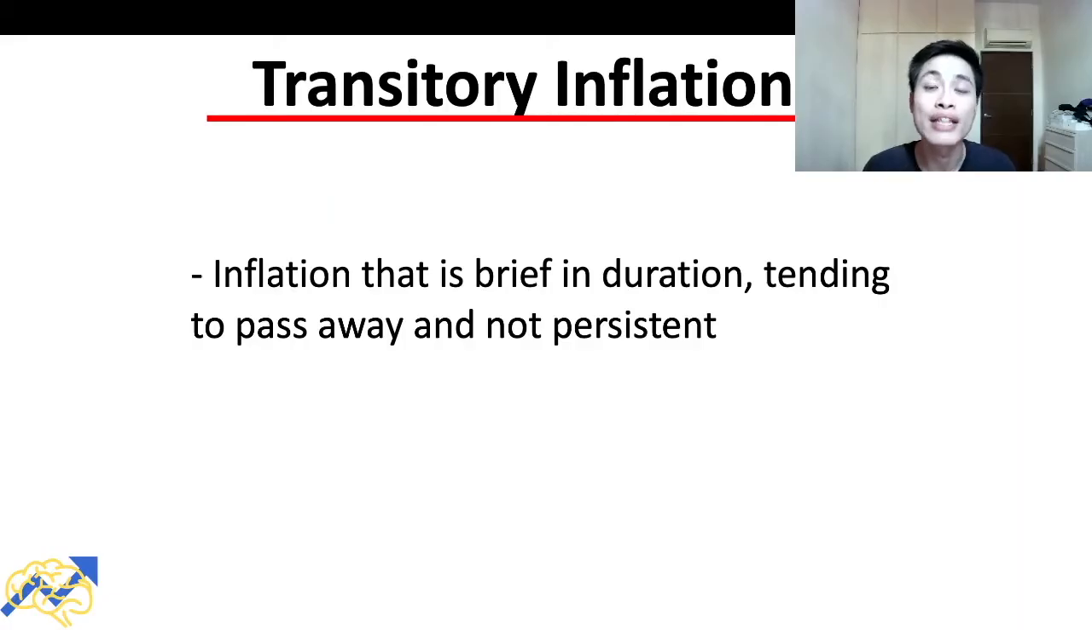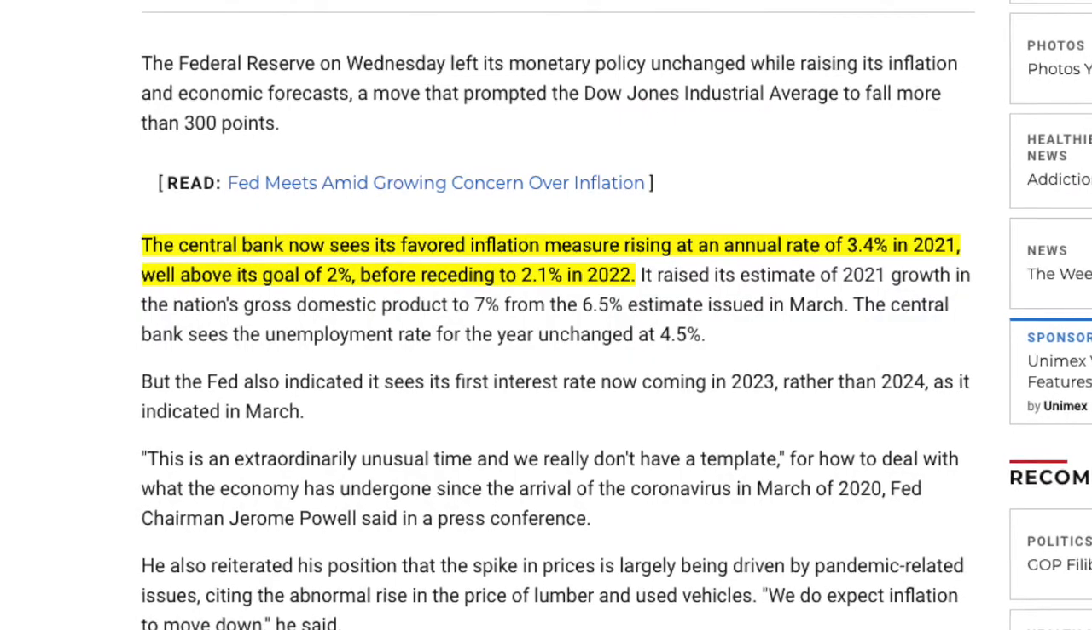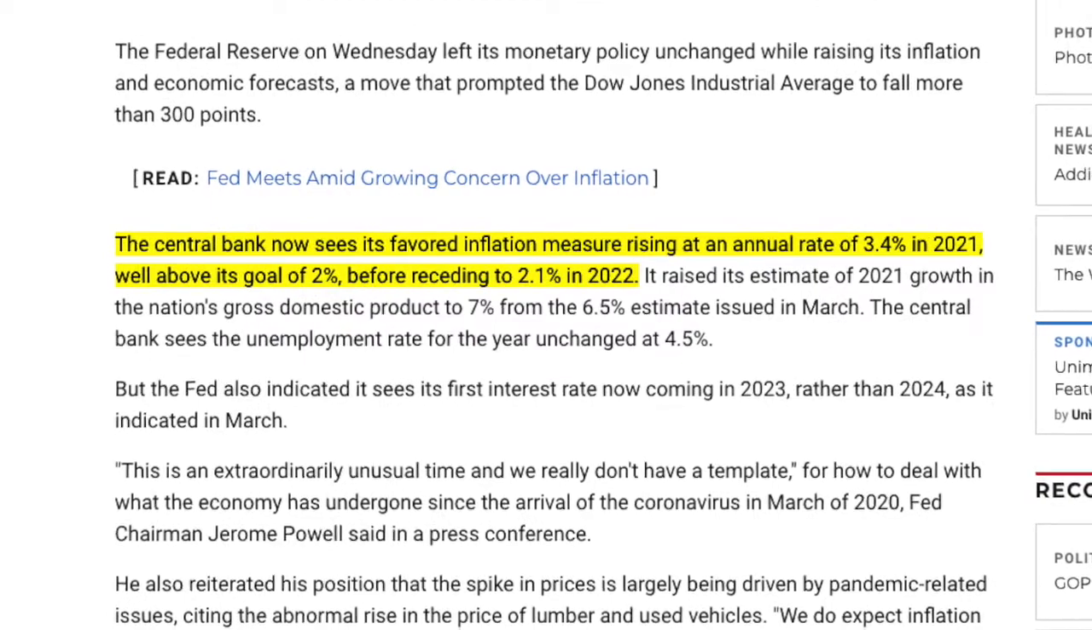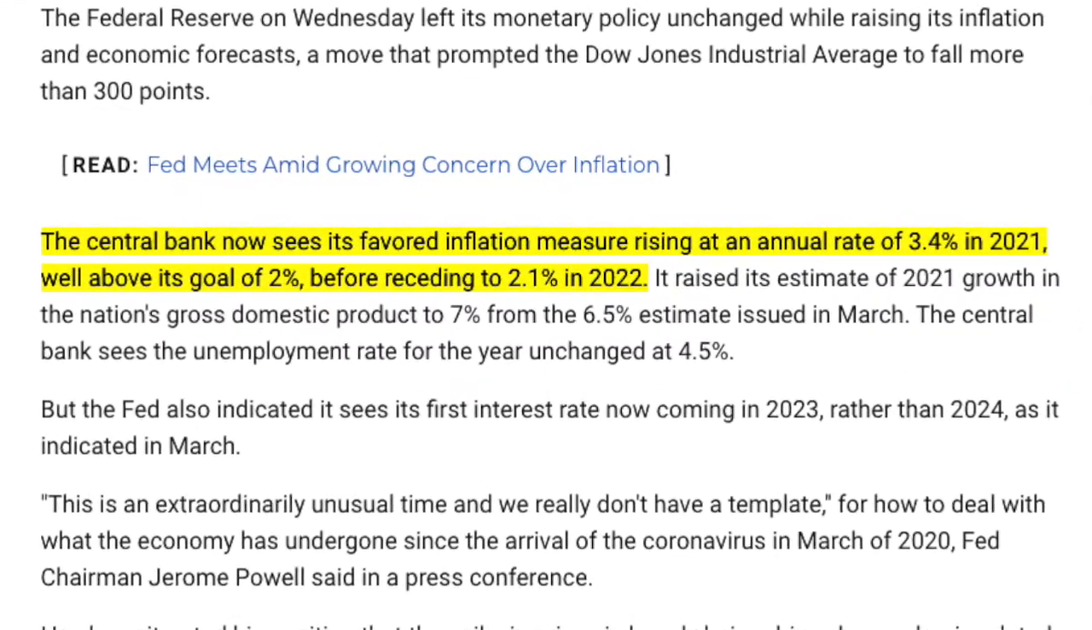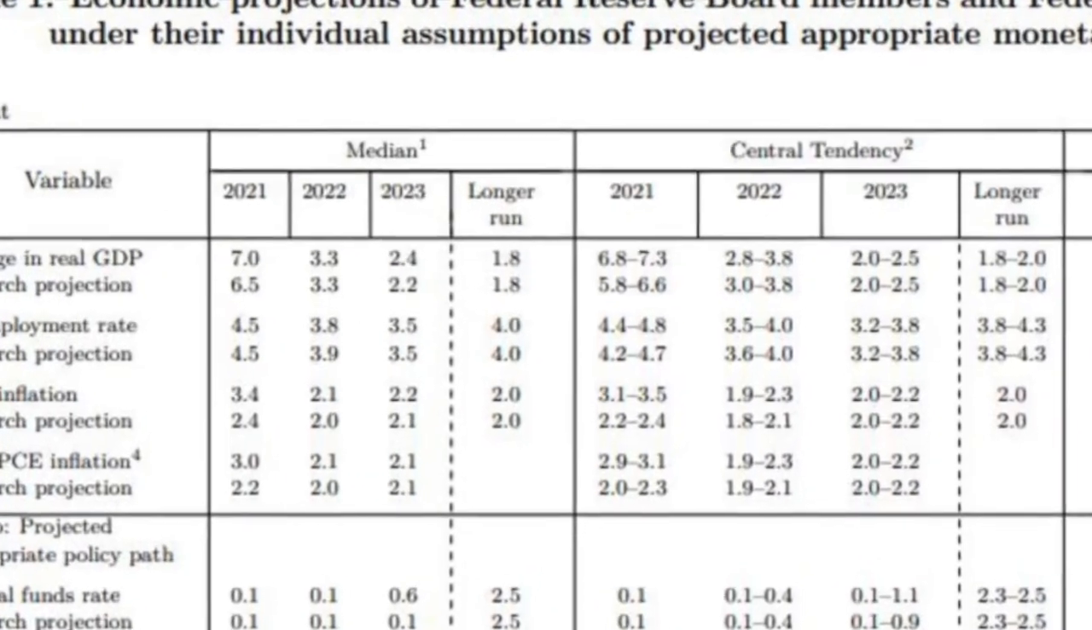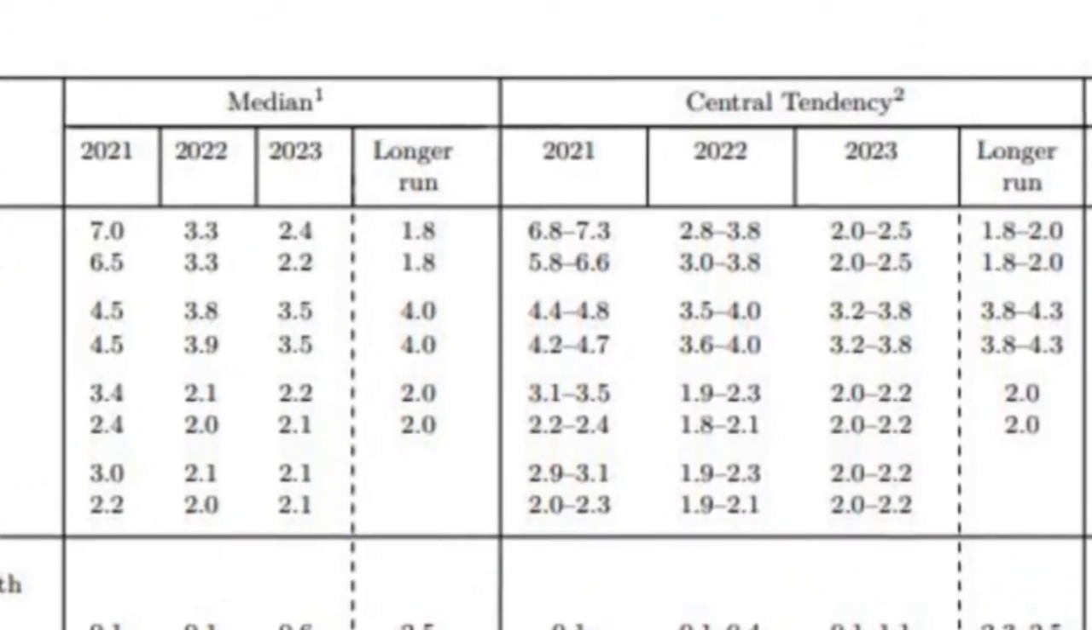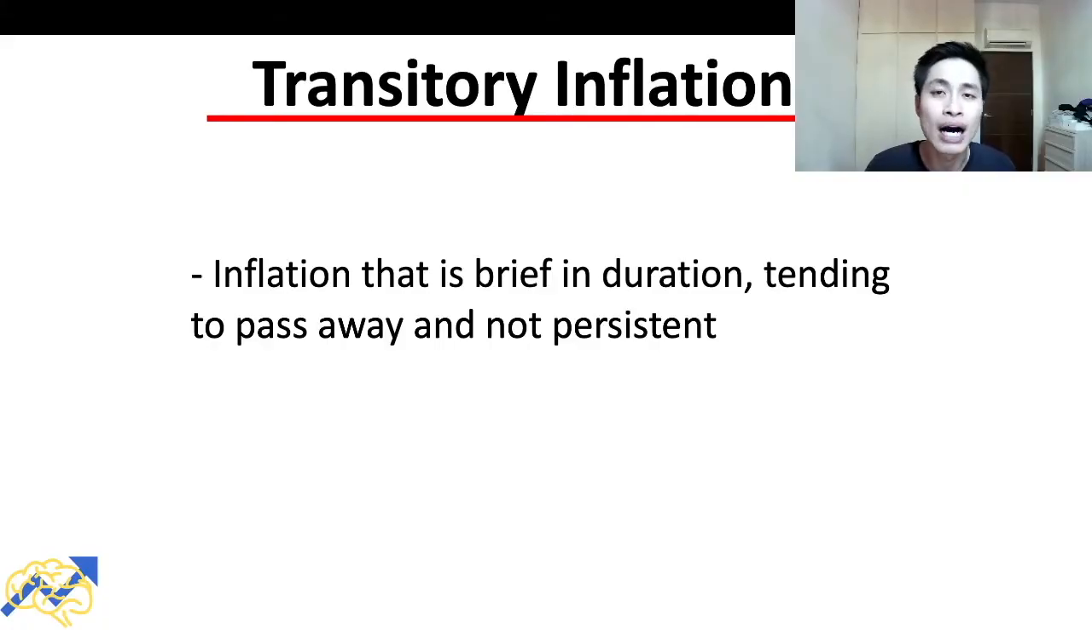We'll first take a look at the definition of transitory inflation. Transitory inflation is defined as inflation that is brief in duration, tending to pass away and not persistent. The Fed believes that inflation is likely to be slightly higher than its inflation target of 2% for this year and next year, and they believe that inflation is likely to start declining in 2023. So for the Fed, transitory means a year or slightly more than a year, because from now till 2023, it's slightly more than a year.